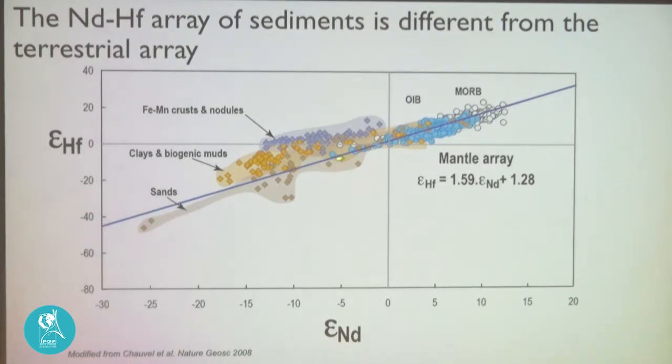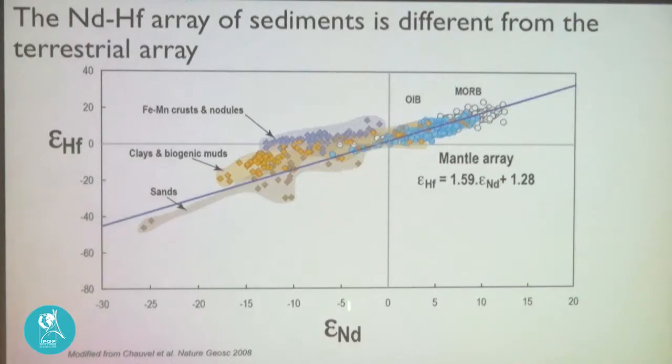The coarse-grained sediments lie along the mantle array, close to it. All the clays lie above, and the most extreme case is the iron manganese crust and nodules that capture the composition of the seawater mainly and have very decoupled hafnium isotopic composition. So that's basically the only place on Earth where there is, at a large scale, a decoupling of the two isotopic systems, because all terrestrial rocks fall on that line, whether they come from the mantle or the continental crust.